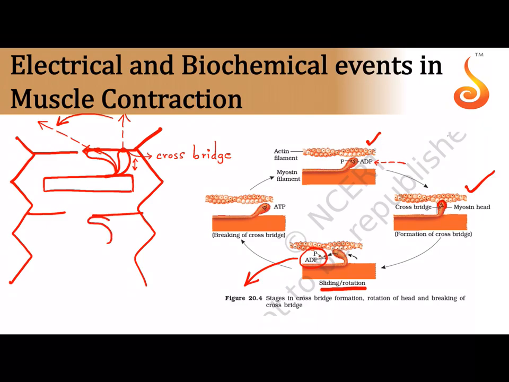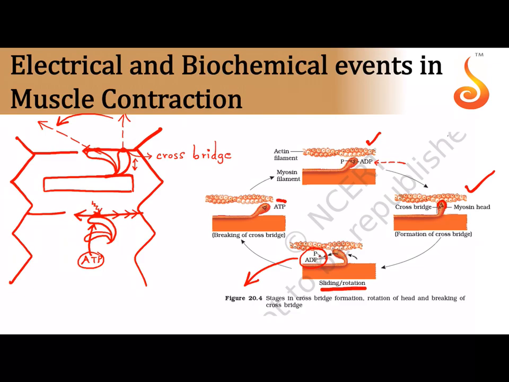Now once the head has rotated and the actin has been pulled to the center, the cross bridge has to break. And for the cross bridge to break, what should come and bind to the head? ATP should come and bind to the head. Only if the cross bridge breaks, the head will detach. The head will detach from the actin, and the actin will go back to its original position. That means your muscle is relaxing.